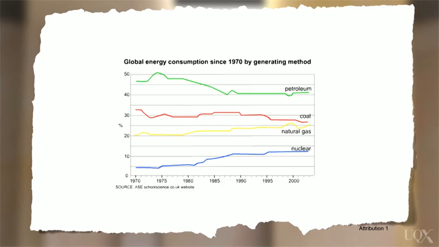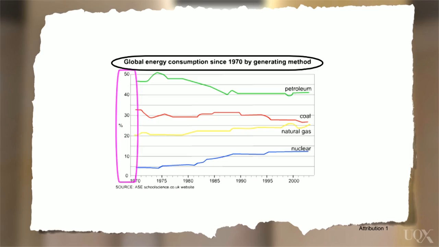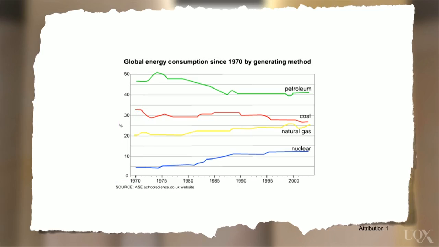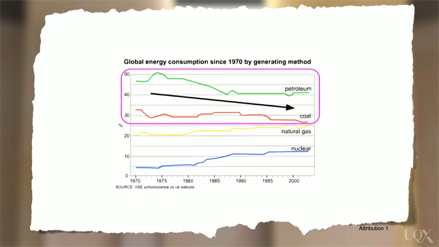This line graph is about global energy consumption since 1970 by generating method. The vertical axis shows percentage figures and the horizontal axis shows the years since 1970. We can identify two overall trends: the slight decrease in consumption of energy from petroleum and coal, and the slight increase in energy generated by gas and nuclear energy. We would mention these overall trends in the overview.